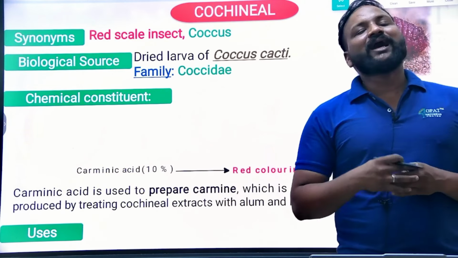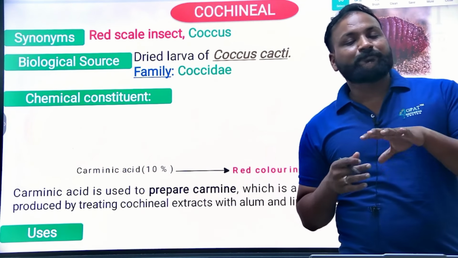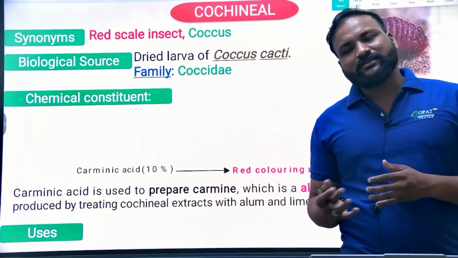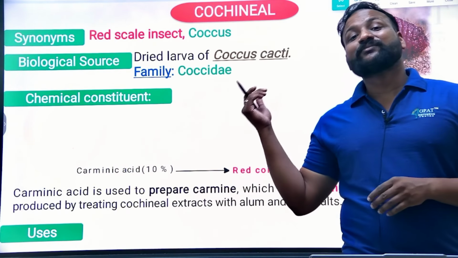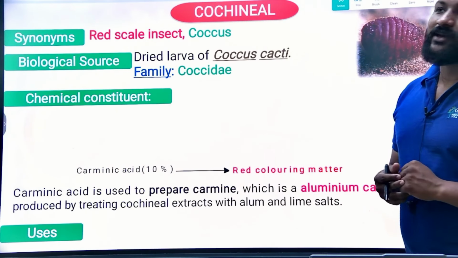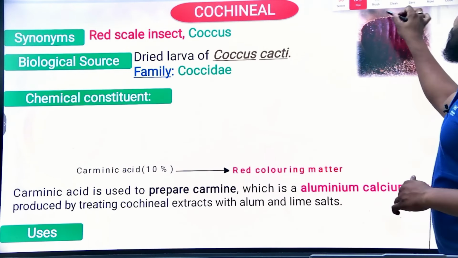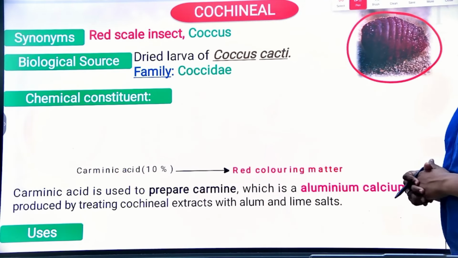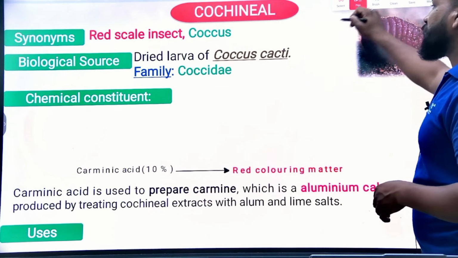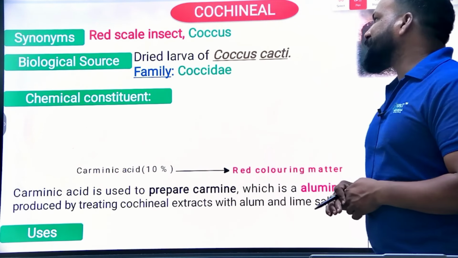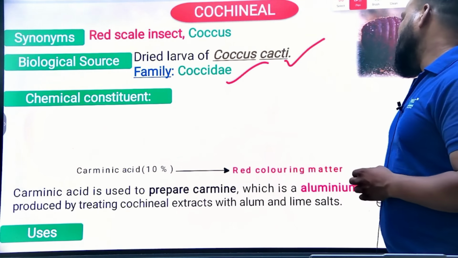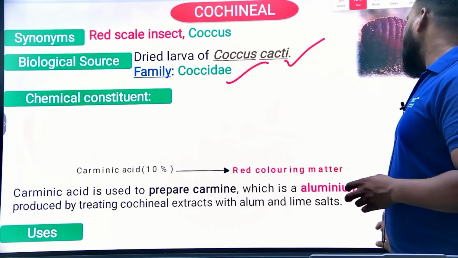We have different sources of drugs: plants, animals, marine, mineral, microbes, and tissue culture, so six sources we can consider. From the animal, from insect sources, we do get medicinally active dyes. Initially, from this particular red scale insect, we prepare our dyes. Cochineal is obtained from the dried female insects of Coccus cacti, Coccidae family, and carmine is the aluminum calcium lake.